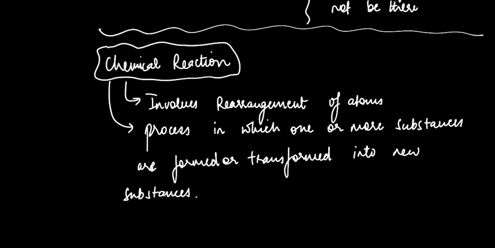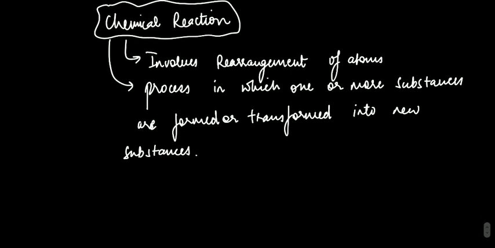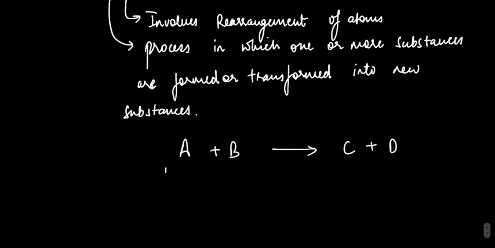So, we can say during chemical reactions, new substances are formed with new properties. Now, remember one thing, in a chemical reaction, we have something called reactants. So, this is a hypothetical chemical reaction. A and B are reactants. Reactants are substances which react with each other to form products.